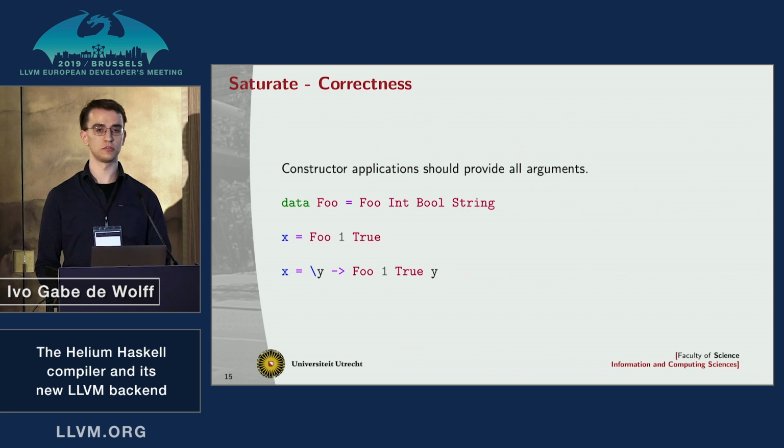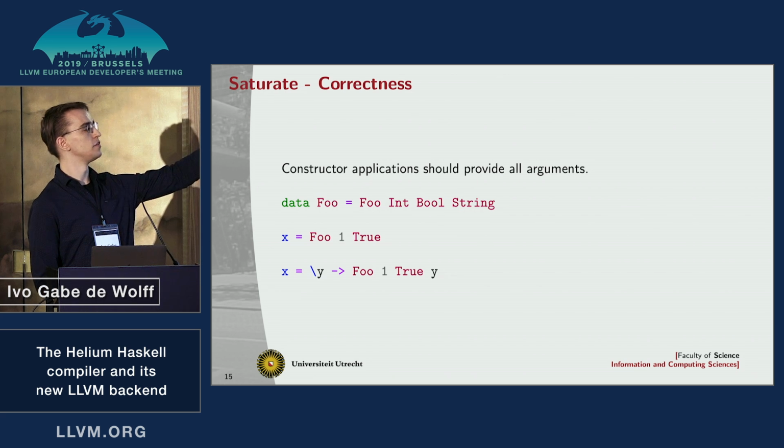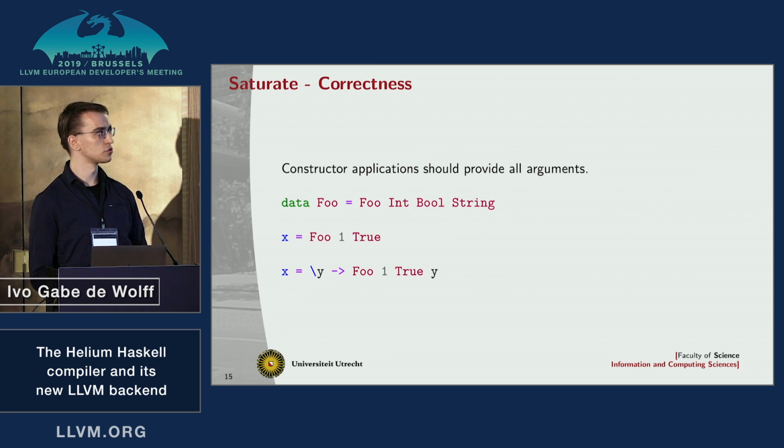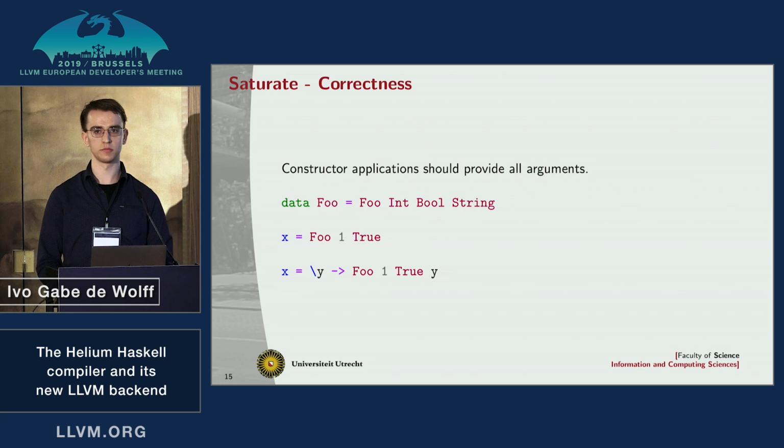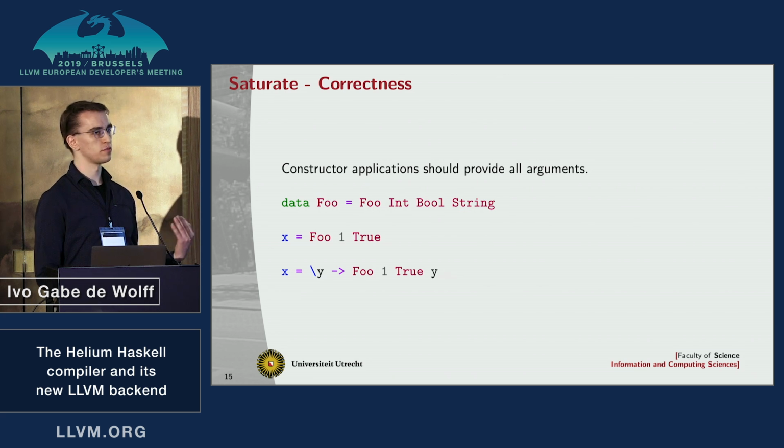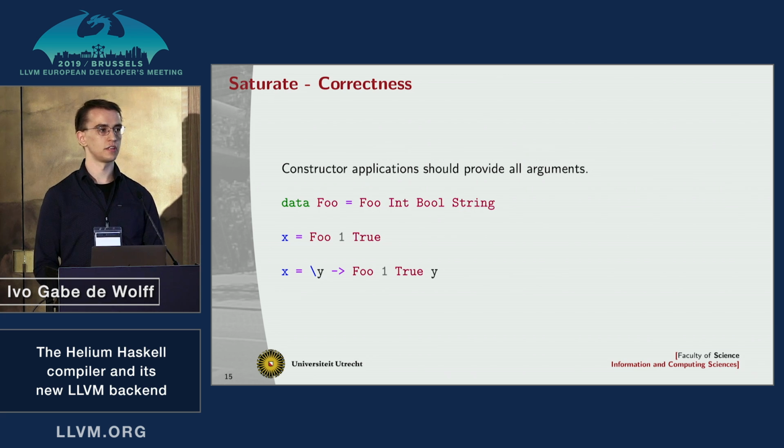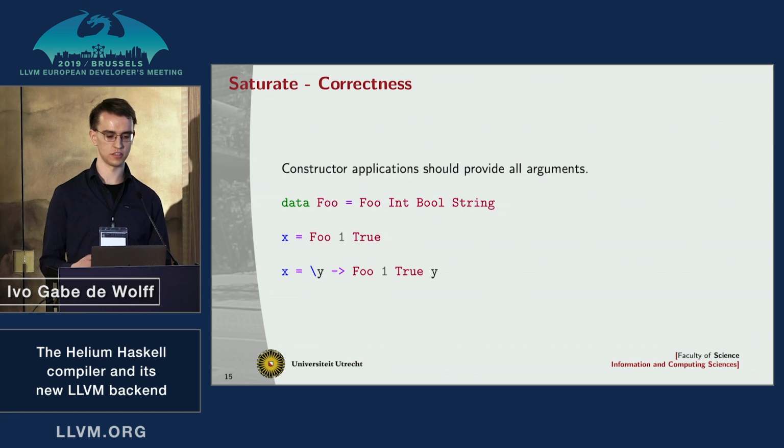Just like functions, we can also partially apply constructors. So here on the first line, we declare a function or a constructor foo, which takes 3 arguments, and then we only apply it with 2 arguments. That code is transformed to a function expression, which takes that remaining argument and applies it to foo. And that way the constructor application is saturated. It does provide all arguments.